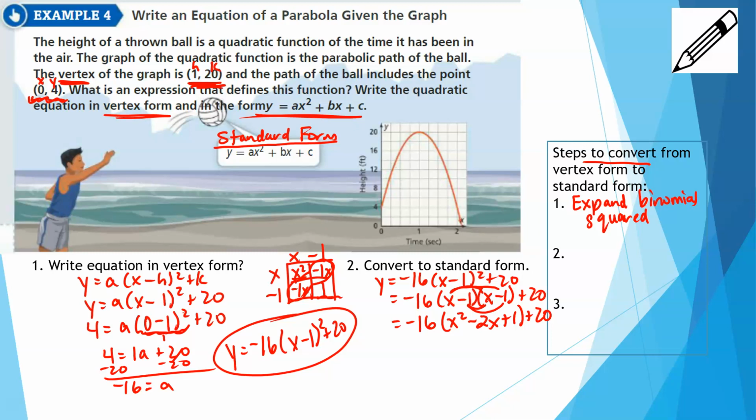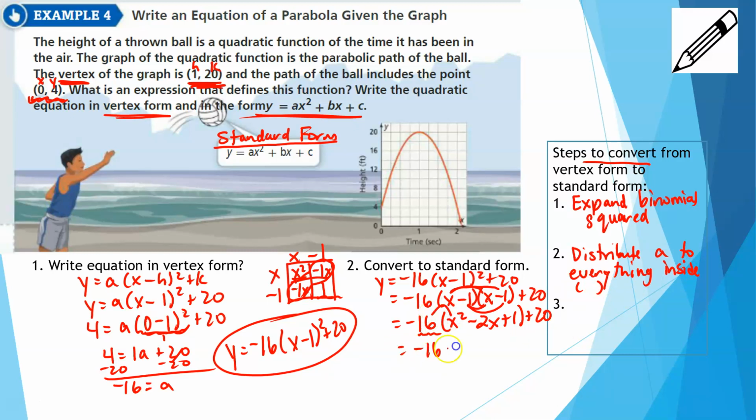Okay, now once I do this, again, going through my order of operations, multiplication and division come next. So we are going to distribute that negative 16. So step 2 is to distribute a to everything inside parentheses.